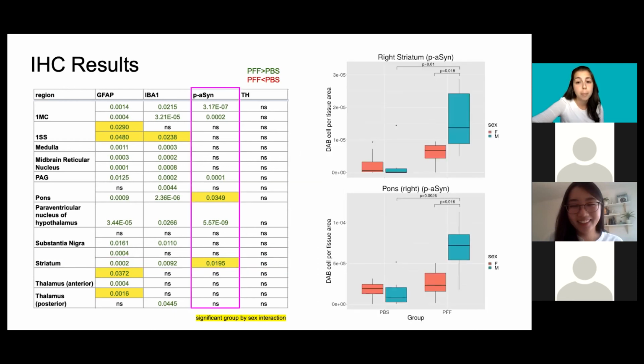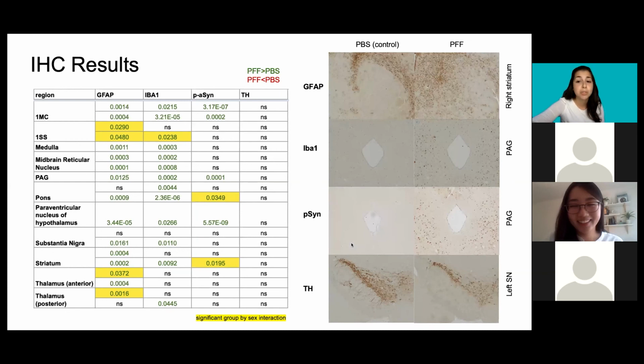If we look beyond the injection site, we see an increase in phosphorylated alpha-synuclein staining for the mice that received the fibrils in regions connected to our injection site, such as the frontal cortex, the PAG, and also extending posteriorly to the pons, where we again see this sex by group interaction, with males having a higher presence of the phosphorylated alpha-synuclein. But interestingly, the effects seem to be more pronounced for downstream players of atrophy. Here we see a significant increase in the presence of astrocytes and microglia in the regions where we saw MRI-derived atrophy, and this seems to be a lot more widespread than the phosphorylated alpha-synuclein deposition.